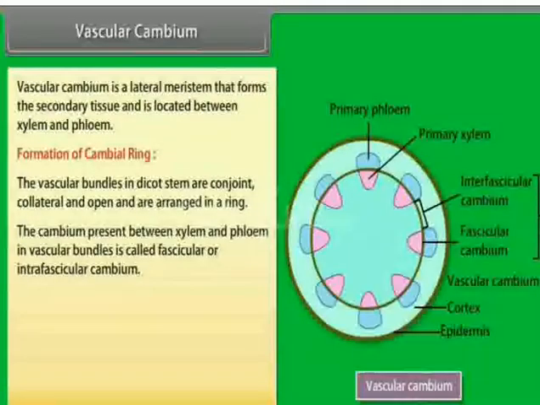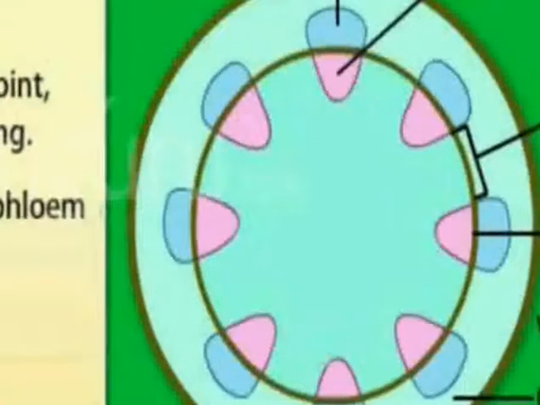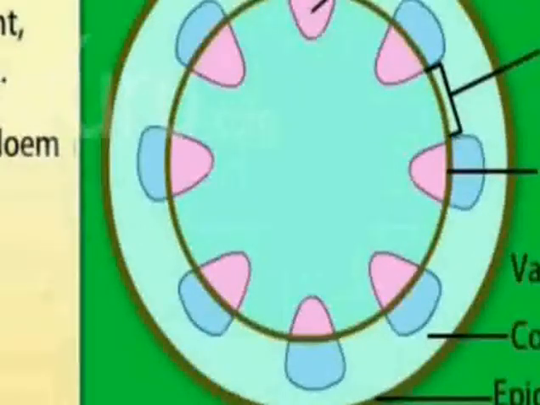Vascular cambium, as already discussed, is the layer which is in between the xylem and the phloem. The meristematic layer, which is responsible for cutting off the vascular bundles, xylem and phloem, is called the vascular cambium. In the young stem, it is present in patches as a single layer between xylem and phloem. But as you can see in the figure, later on it becomes a complete ring.